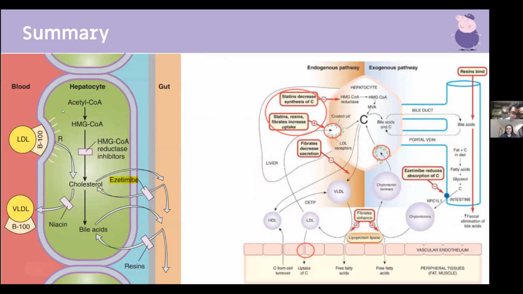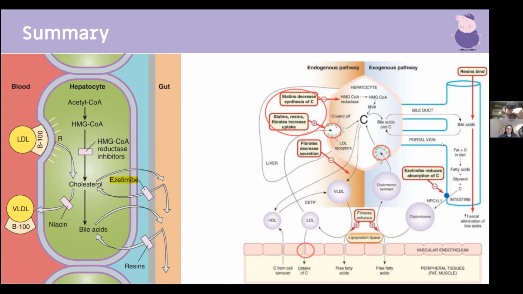This is a summary for your reference, thank you to that person, to see how these different drugs work: blocking cholesterol absorption, blocking recycling of bile acids, blocking release of VLDL, blocking production of cholesterol.